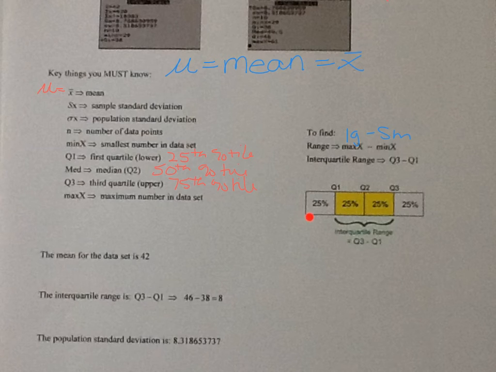Okay, and this is just pretty much what I told you over here. We have the first quartile is the 25th. Between the first quartile and the third quartile is 50%. That's the interquartile range. All right, so our mean for this data is 42. So X bar or mu is 42. To find the interquartile range, we would take the third quartile, 46, minus quartile 1, which is 38. Get 8.